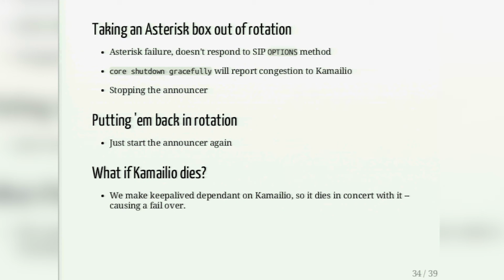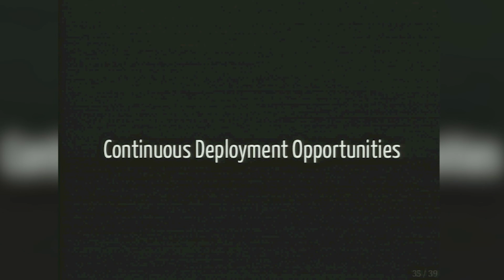Well, we use the same sidekick pattern, and we have keepalive running as a sidekick to Cometelio. So if Cometelio dies, keepalive dies, and that's going to cause the floating IP, the VIP, to fail over to the secondary Cometelio instance. So since we've got this up and running as a load balancer, or Cometelio running as a load balancer, and we've got a way to dynamically spin up instances, we have some great opportunities for continuous deployment.